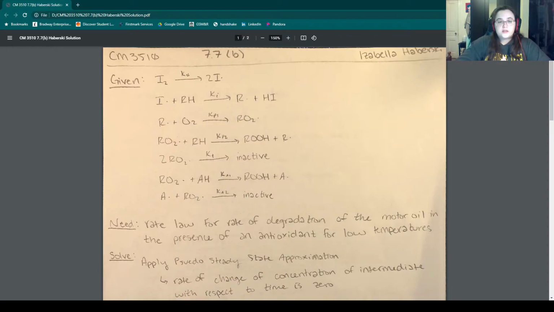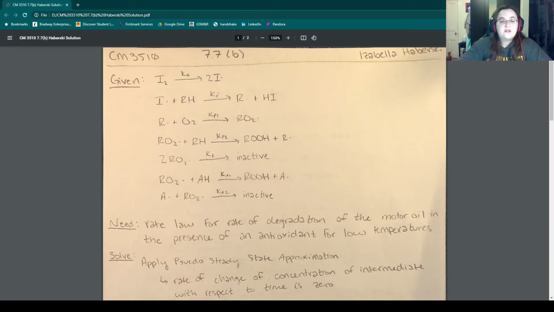Alright, so two things. One, I write my zeros as a circle with a line through it, so just so you don't get confused when those pop up. And I like to set up my problems in sections. So given, need, and solve. I like to collect all my information. Our information is our mechanism. It has all of our components listed, our intermediates, and it also has our K values.